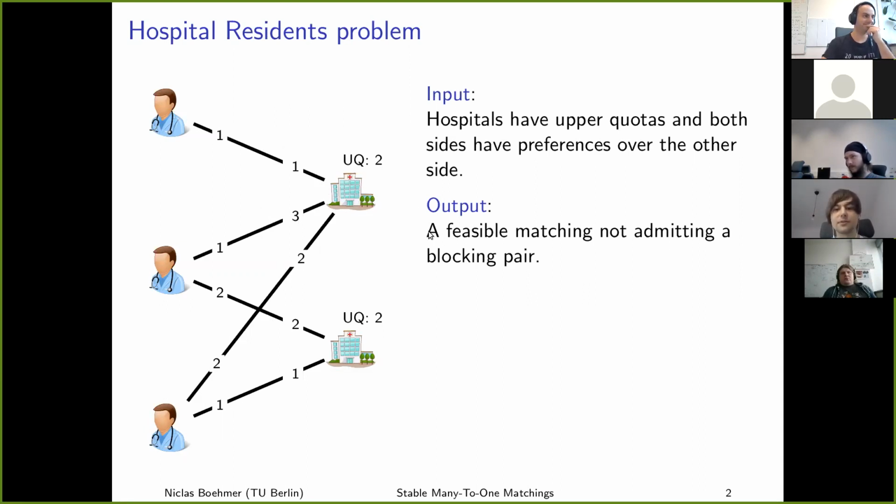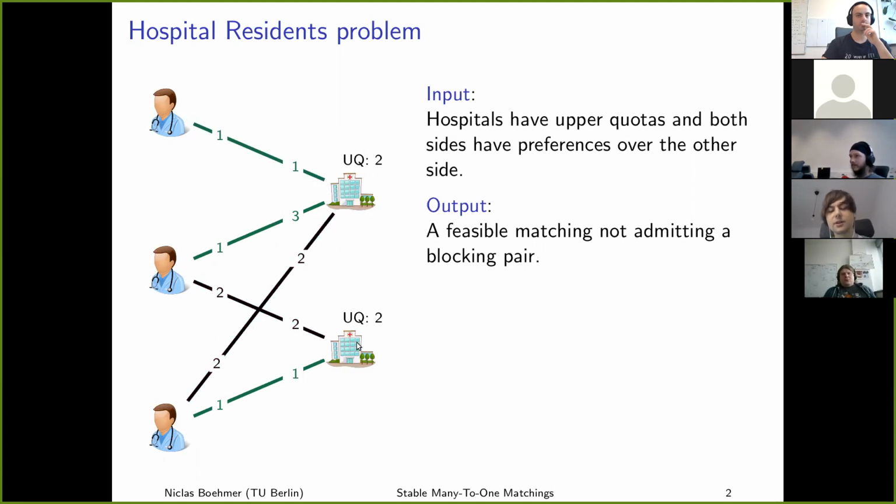And yeah, we want to find a feasible matching not admitting a blocking pair. For example, this matching is not a stable matching because of the third resident and the second hospital. This is a blocking pair because the third resident prefers the second hospital to the first hospital, and the second hospital is undersubscribed because only one resident is matched to it.